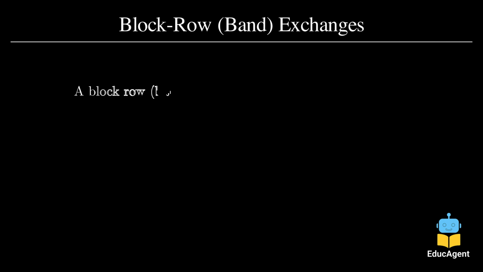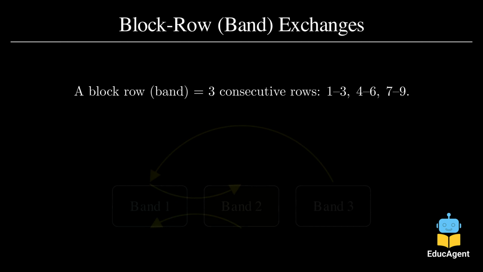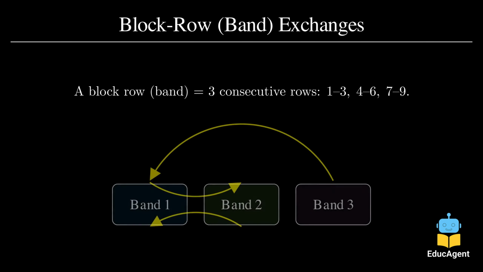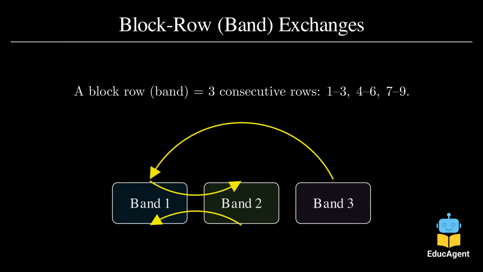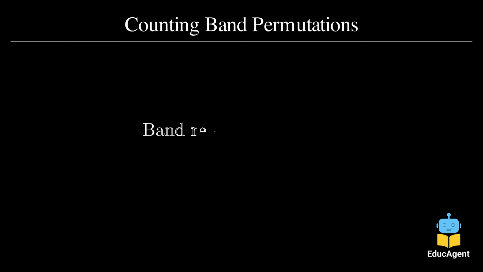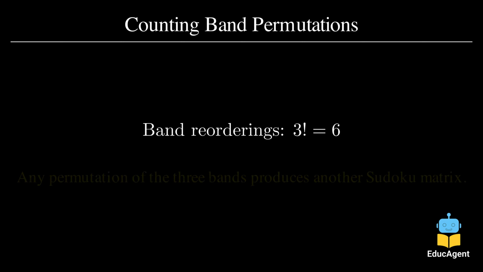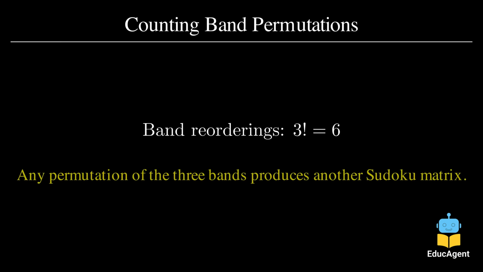Now we focus only on swapping whole bands as single units. Since blocks are defined band by band, moving whole bands keeps every 3x3 block intact in structure. There are 3 bands, so there are 3 factorial equals 6 ways to permute them. Every such band permutation keeps rows, columns, and blocks valid.